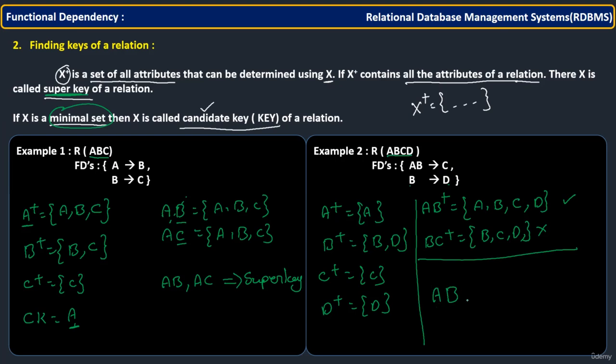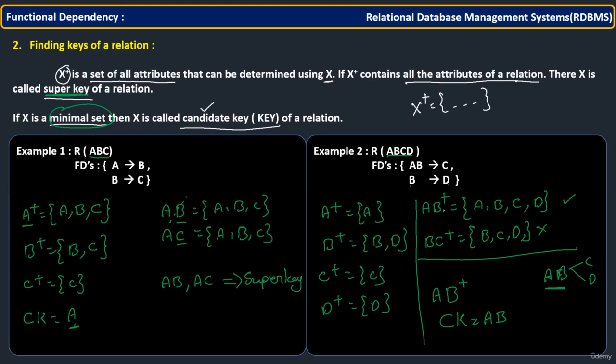After that, you may have any other attributes. But in this case, if you find the A, B closure first, it is deriving all attributes, right? So the candidate key is AB. And of course, the super keys: for AB, you add either C or D or both, ABCD. Definitely AB must be there. So this is how we find the candidate key for this given relation R.